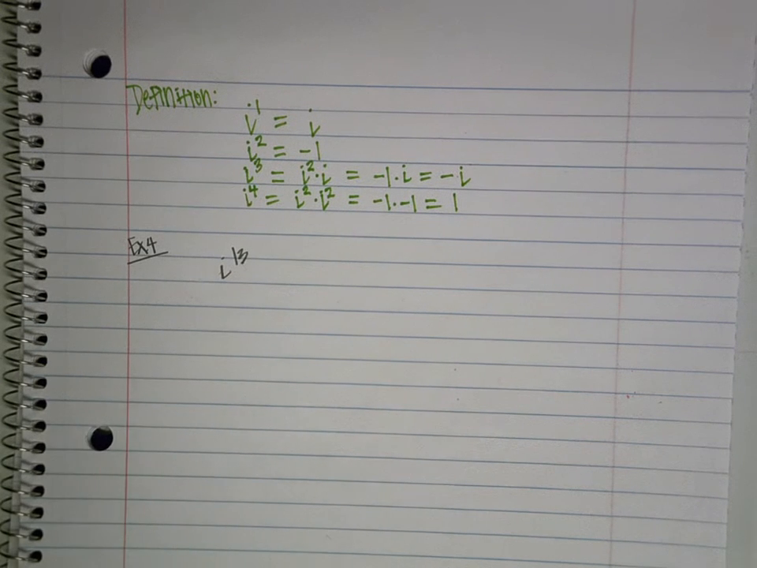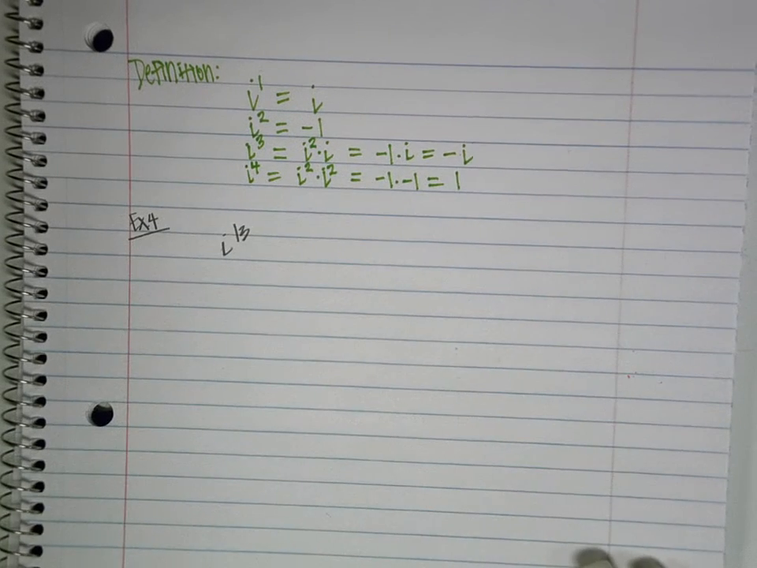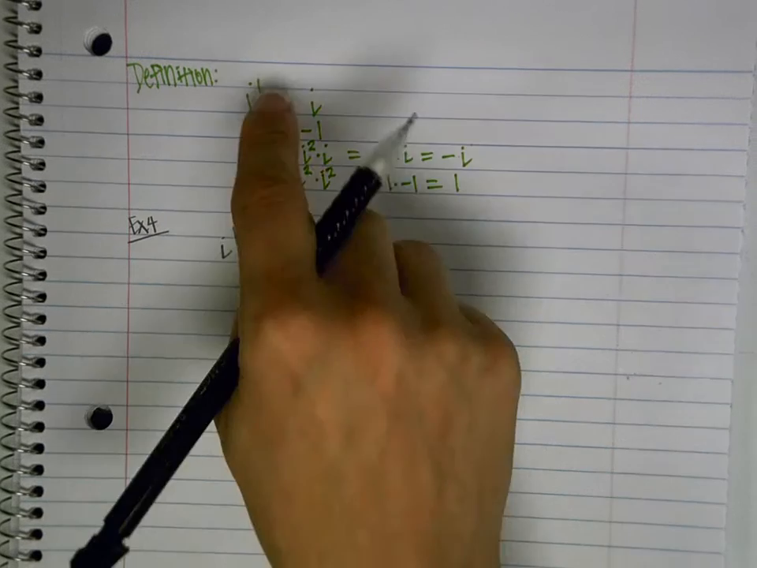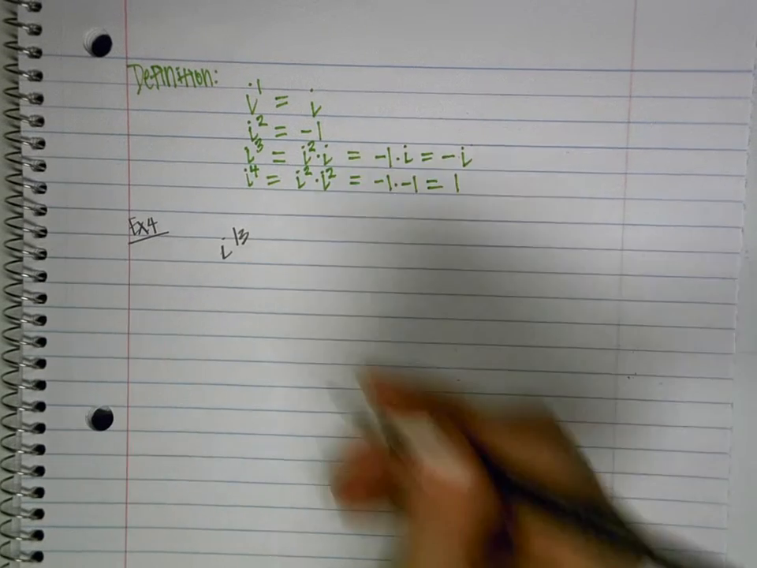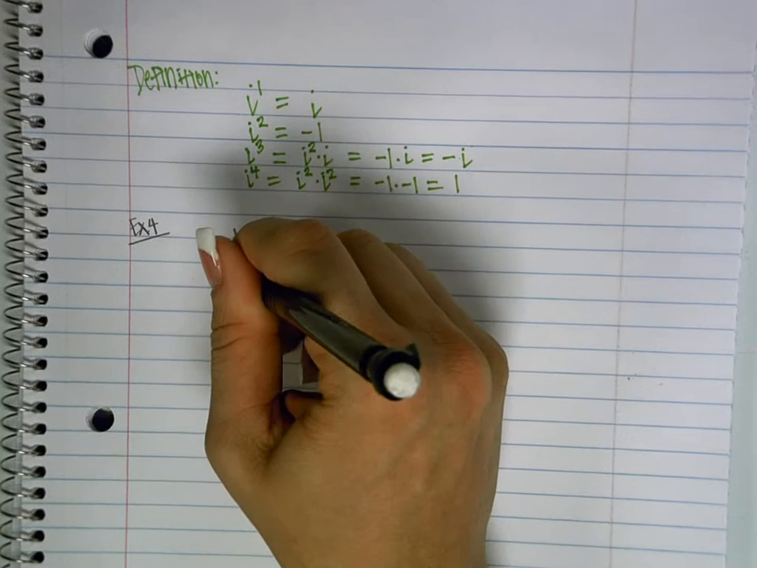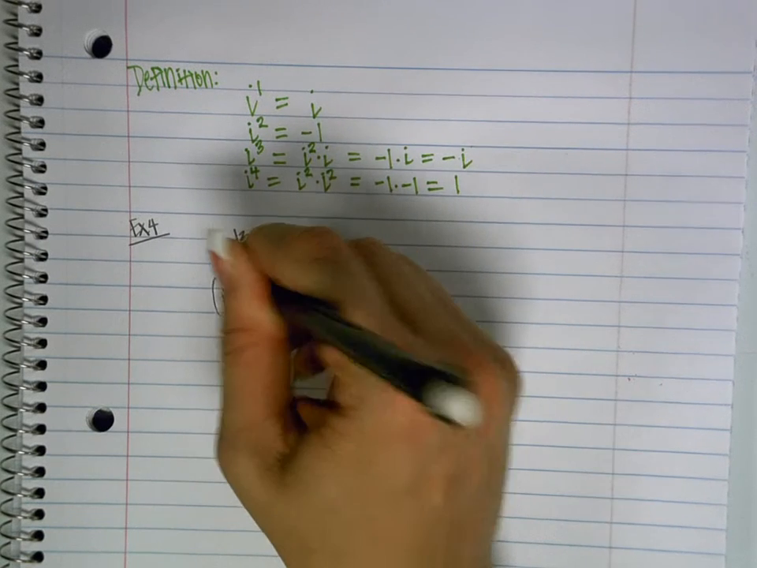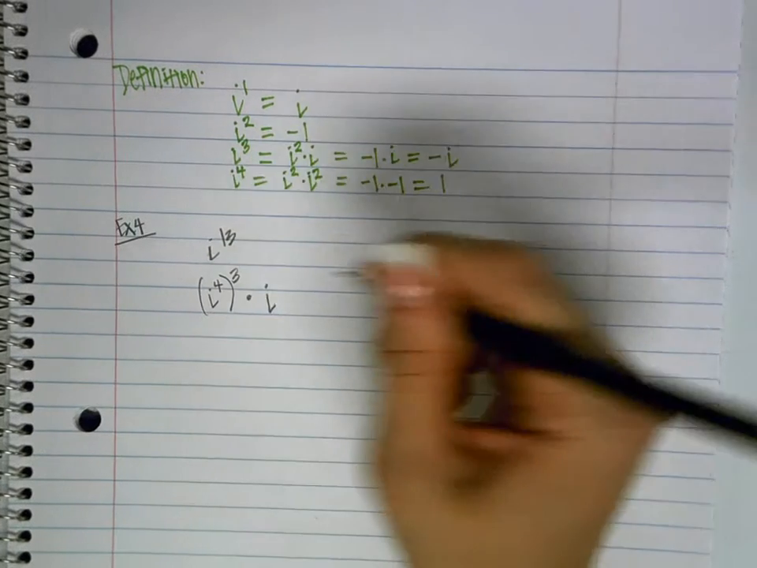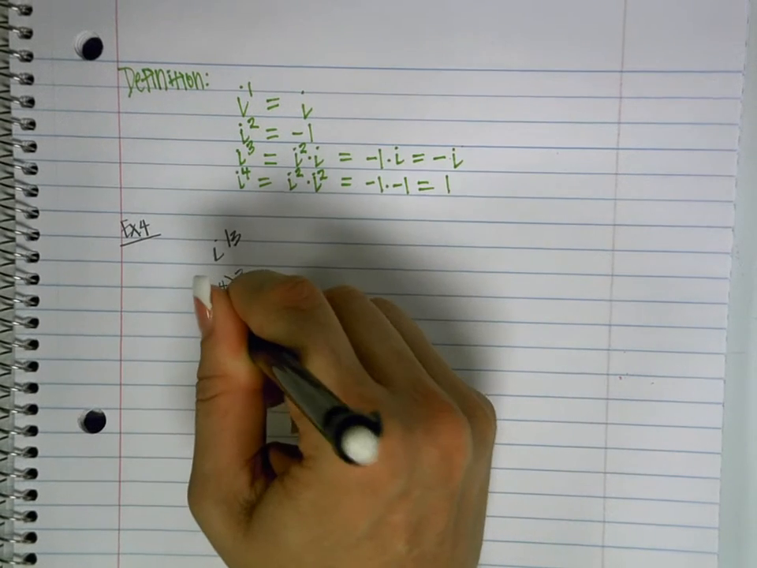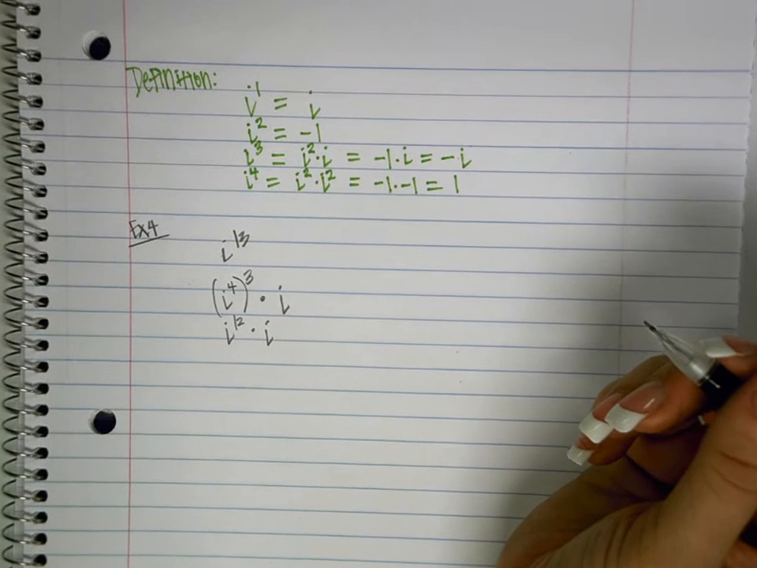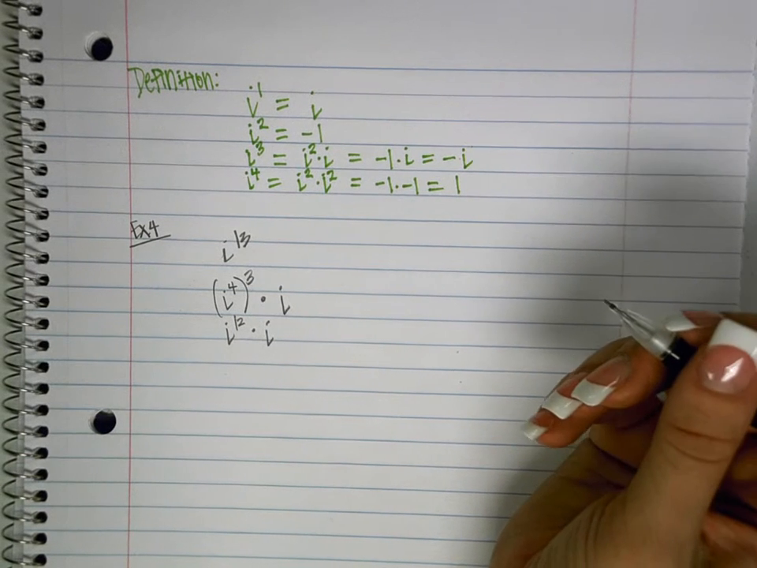Now, I'm going to show you two different ways to do this. The first one is you can break this down in terms of groups of 4. So how many i to the fourths is this? 3. i to the fourth to the third times how many more? 1 more, right? So this is i to the 12th times just i, correct? We're trying to break them down in groups of 4.